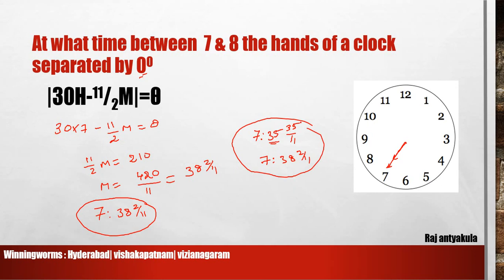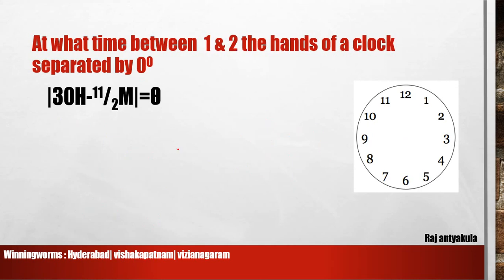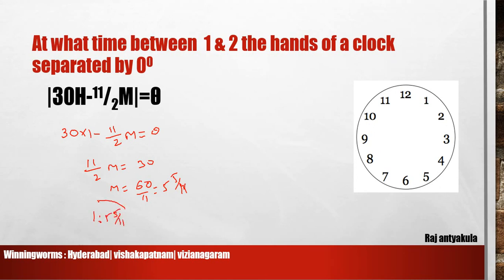Okay, let us do another thing. Between 1 and 2, the hands of a clock are separated by 0. So 30 into 1, this is the formula method, minus 11 by 2 into m equals 0, which implies 11 by 2 into m equals how much? 30. m equals 60 by 11. So 5 by 11. It means at 1 5 5 by 11 the hands of a clock are separated by 0 degrees. Both the hands will coincide.